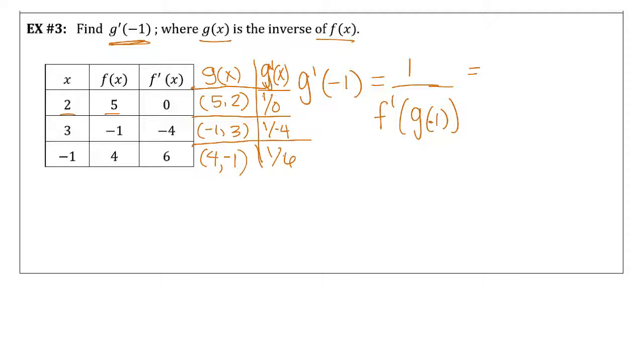So that might help us figure out that g prime at -1 is really going to be 1 over f prime at g at -1, and g at -1 is 3. So I need 1 over f prime at 3. And f prime at 3 is -1/4, so I need 1 over -1/4, or -4, which lines up with what we saw up here in our chart. So either way you want to do this is fine.